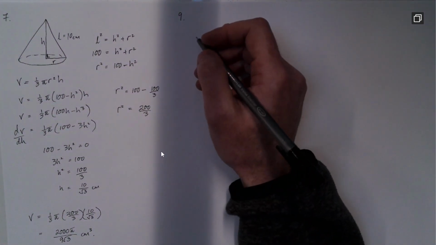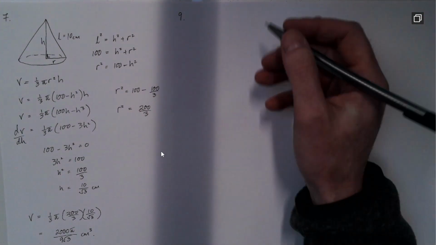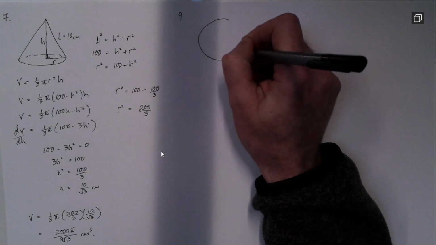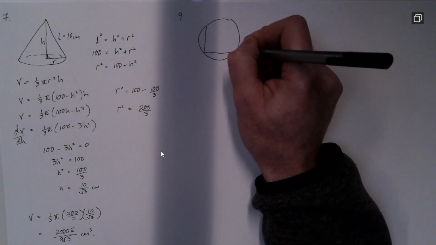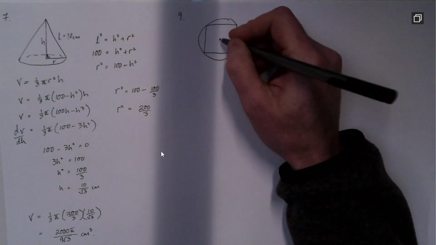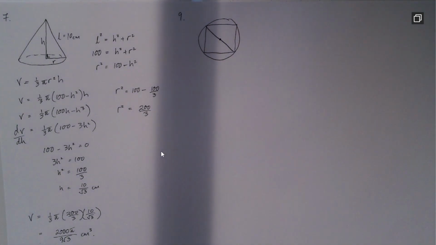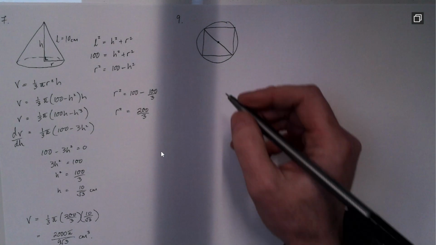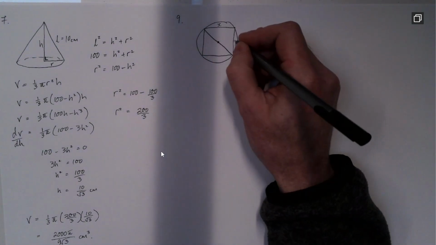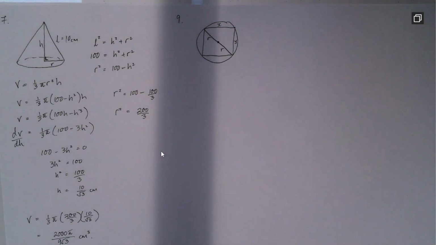Now, the next question. Find the area of the largest rectangle that can be drawn inside a circle of radius r centimetres. So we have the circle and the rectangle inside it. The centre point is here, and the rectangle has sides x and y, with the radius r.